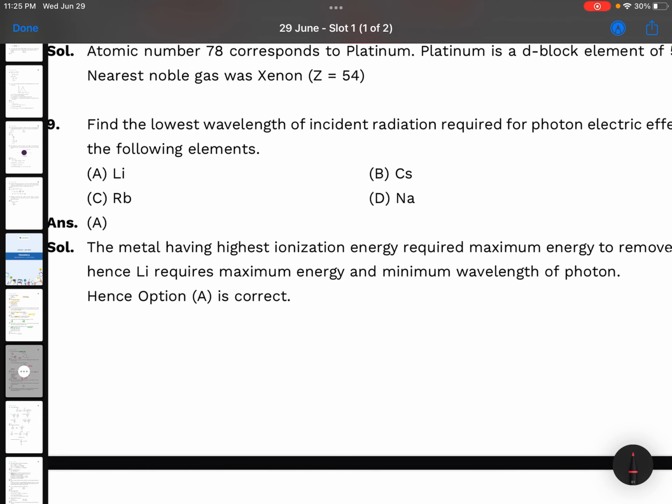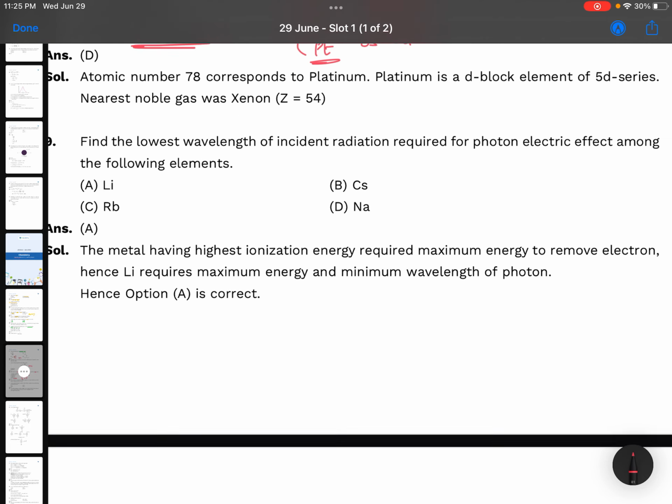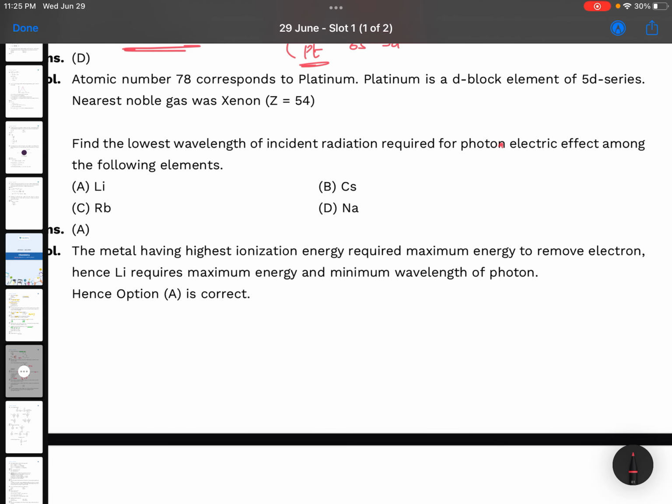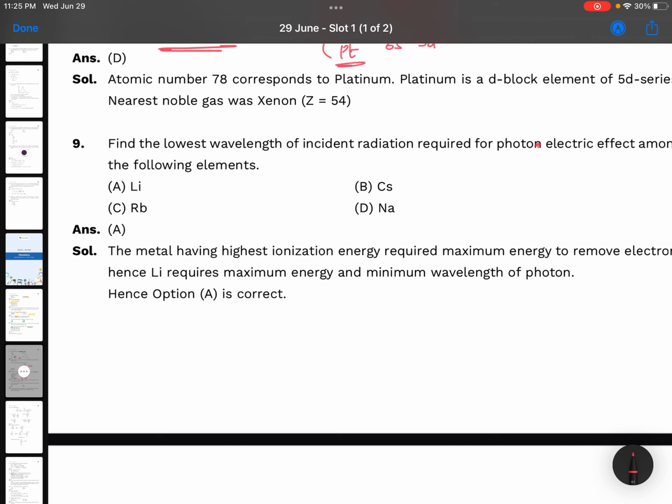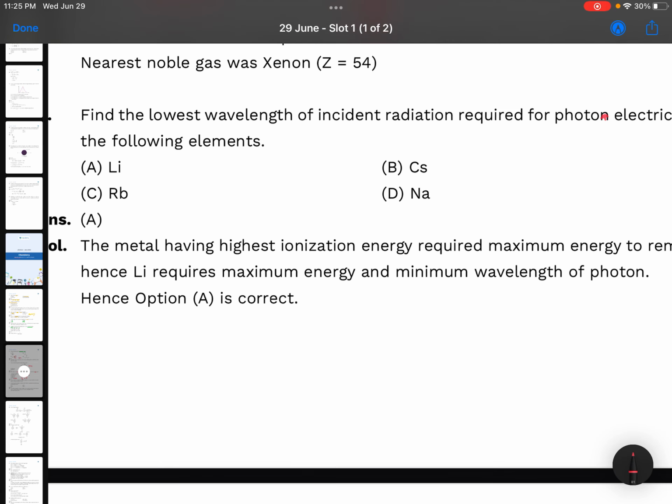Find the lowest wavelength of incident radiation required for photoelectric effect among the following elements. Okay, now obviously lithium, because cesium, rubidium, sodium are having lower ionization potentials, higher ionization potential, lowest wavelength means highest energy. E is equal to hc by lambda. Lower wavelength means more energy means that is lithium.